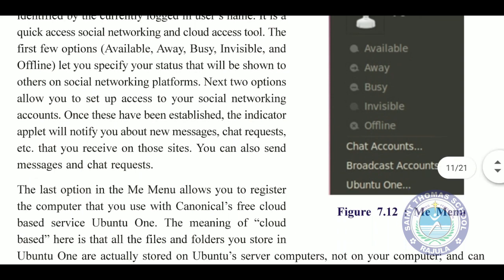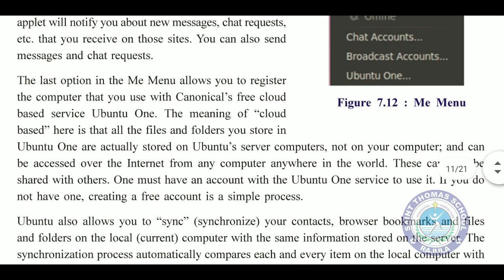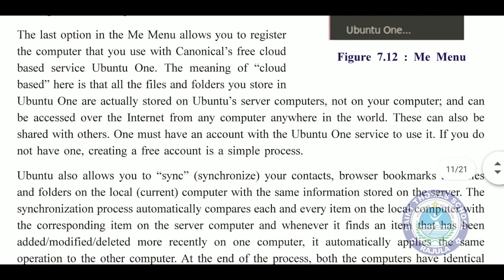Ubuntu One we have already discussed just now. What is the Ubuntu One? That is the global storage location provided by Canonical itself. So once you are storing things on the Ubuntu One, that will be stored basically on Ubuntu's server computer, not on your local computer. The last option in the Me menu is the Ubuntu One.